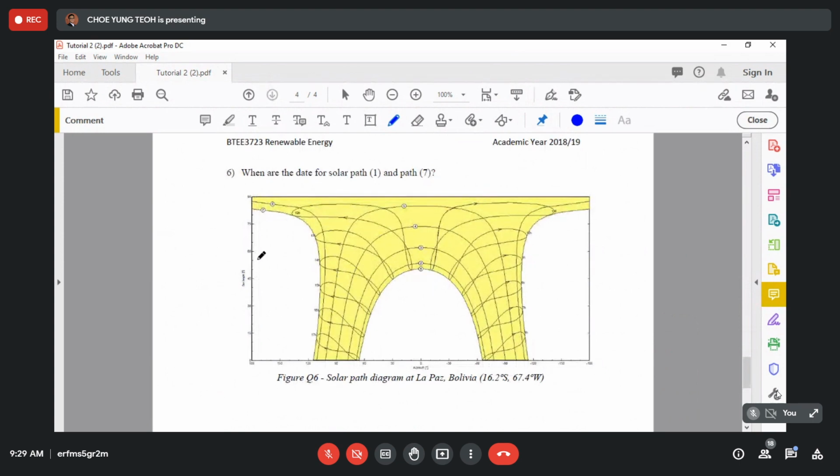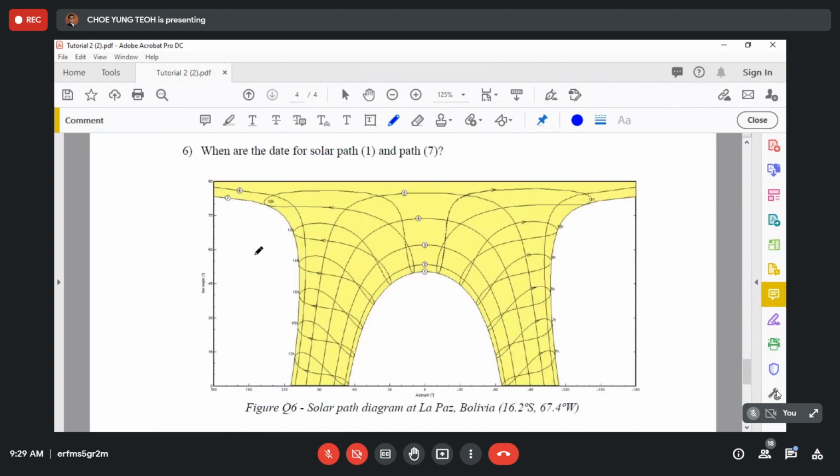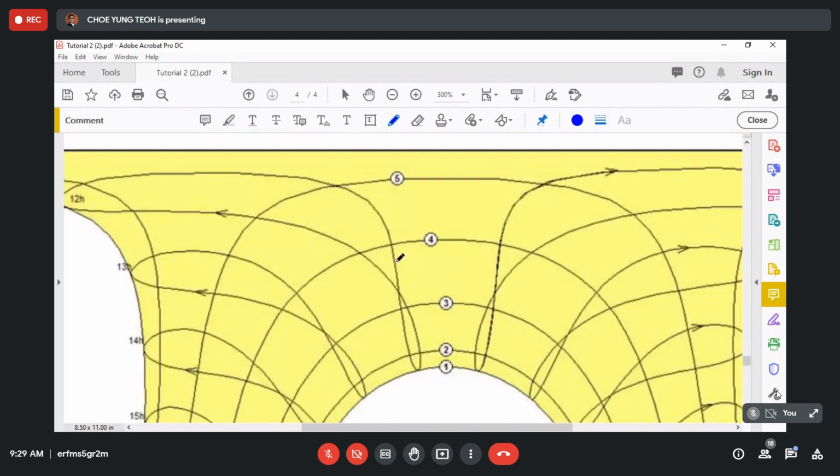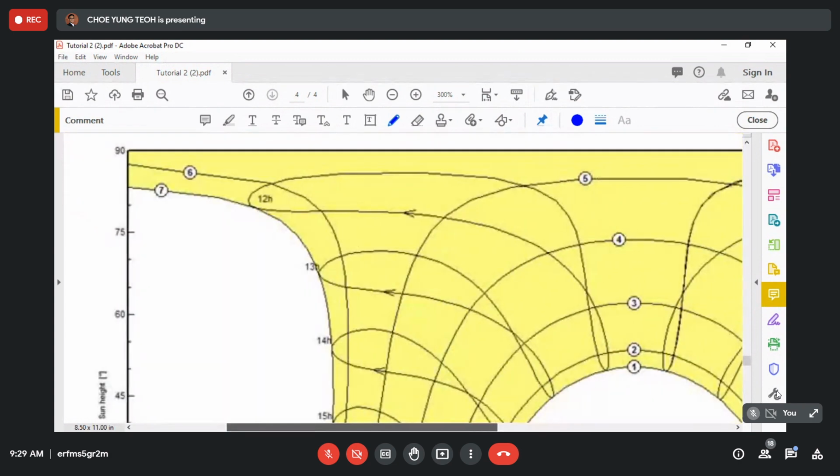When are the dates for solar path 1 and 7? Okay, so this question is a bit special. The legend is not given. It gives you a number only: 1, 2, 3, 4, 5, 6, 7. Now you need to find line 1 and line 7.